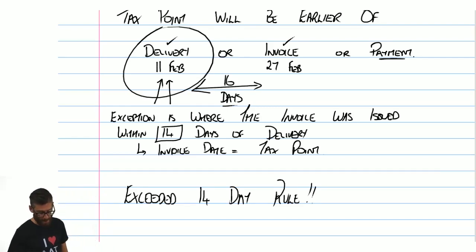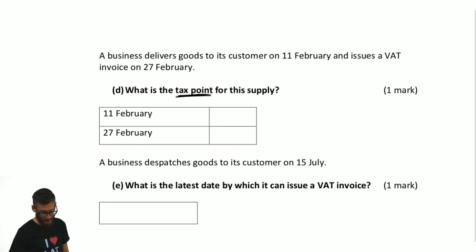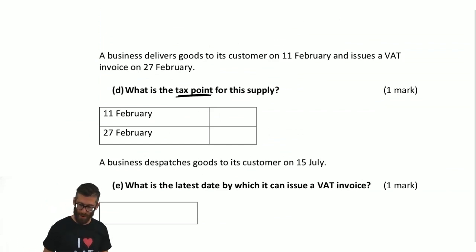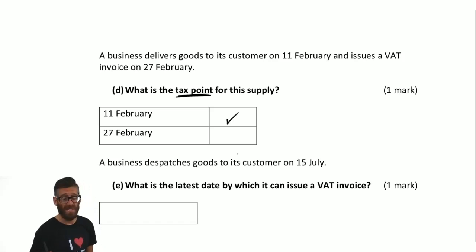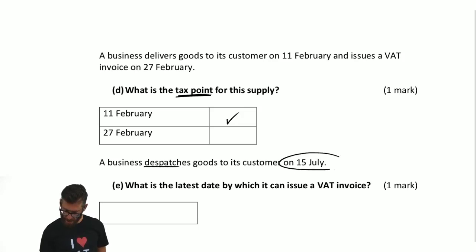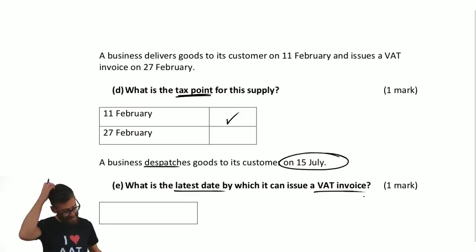So, up into our question. What is the tax point for supply? Guys, it is the 11th of February. It is the earlier, but it's because they exceeded the 14-day rule. Not so straightforward, that one, because there was too much information to digest. Now, on that, a business dispatches goods to its customer on the 15th of July. What is the latest date that they can issue a VAT invoice?